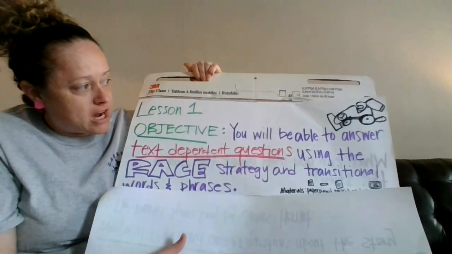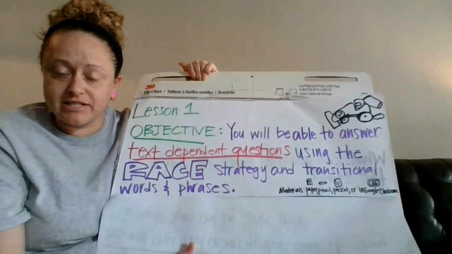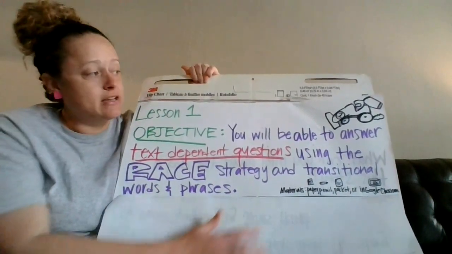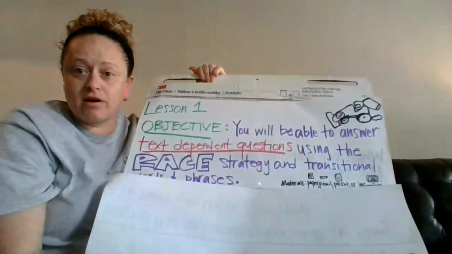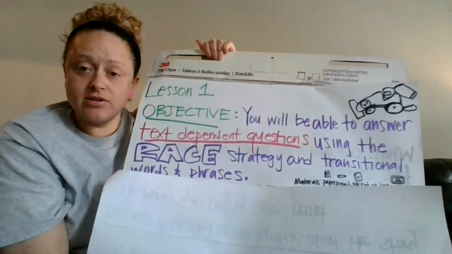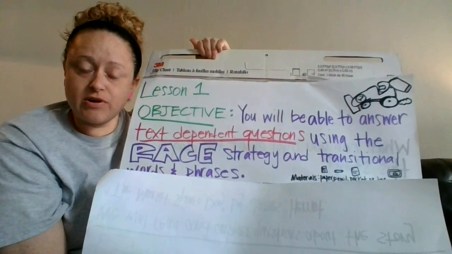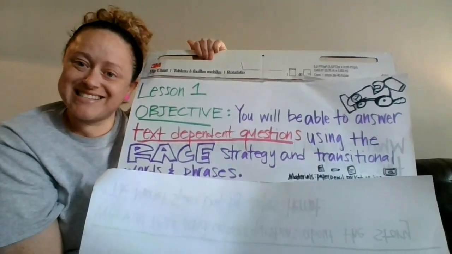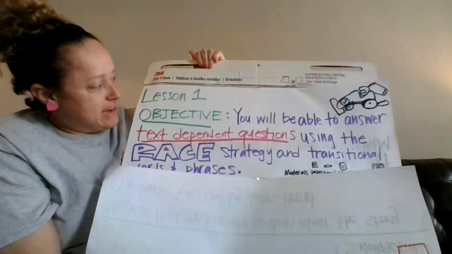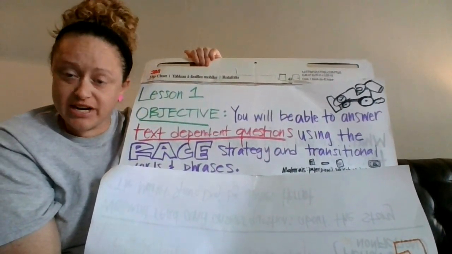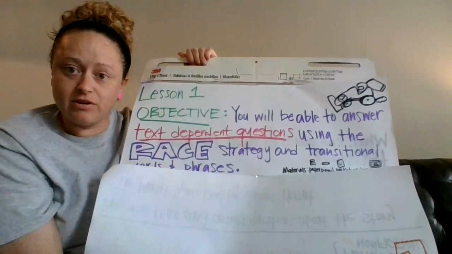So today we're working on answering text-dependent questions. If you are working on a packet, you will be looking for the part of the packet that has a race car up in the top right-hand corner. So I'll give you a few minutes to flip to the page, or you can pause. Okay, so make sure you have all your things ready, and if not, feel free to pause the video and then we can keep going.